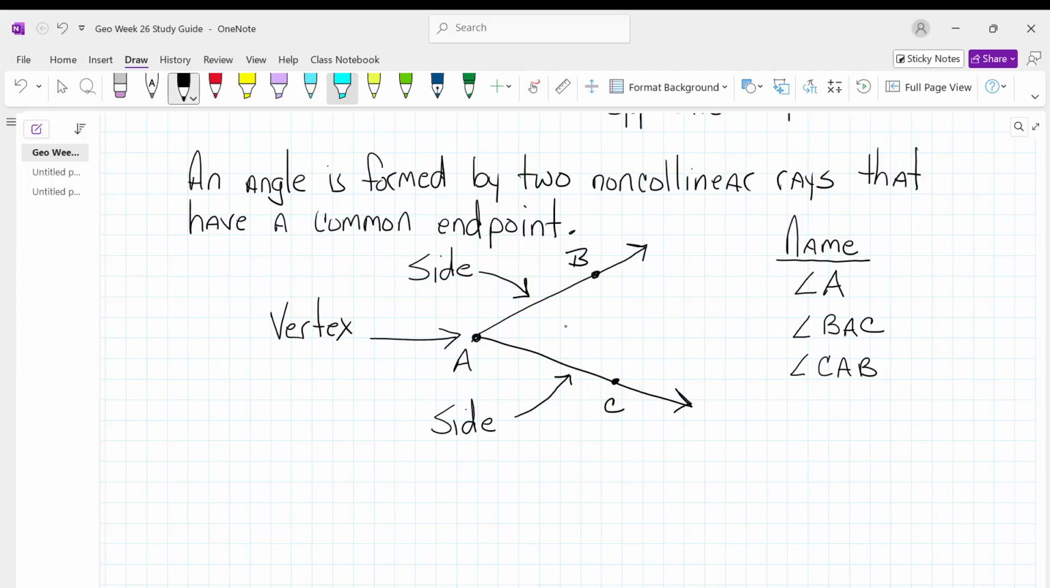So this region in here is called the interior of the angle. All right, if you had a point D, D would be in the interior of the angle. Point E is in the interior of the angle. Points A, B, and C are on the angle.